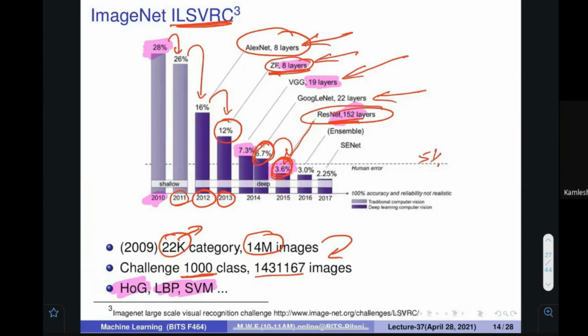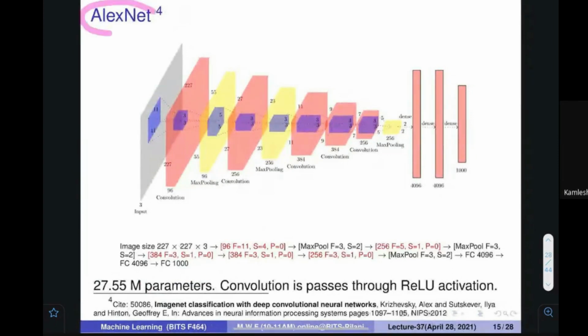Wonderful network. But after that, there are some ensembles and SENet, but those things are not much important, because when you are getting better than human accuracy, people think that we have achieved our goal of artificial intelligence, and maybe the system is actually overfitting, and we should not go beyond these particular boundaries. Let us see one by one the architecture of these things. So we will see first the architecture of AlexNet.